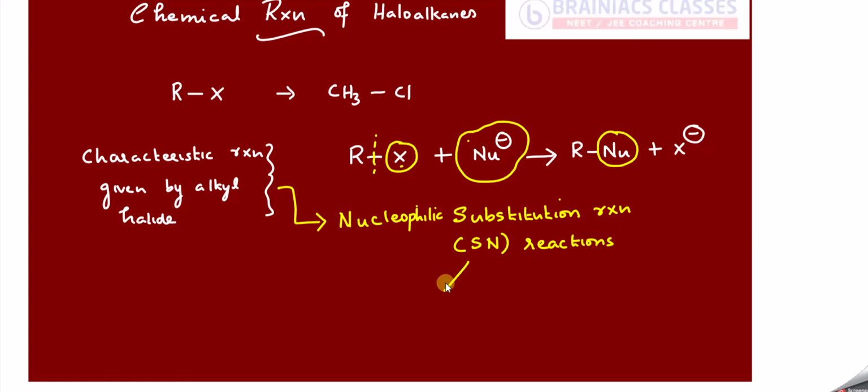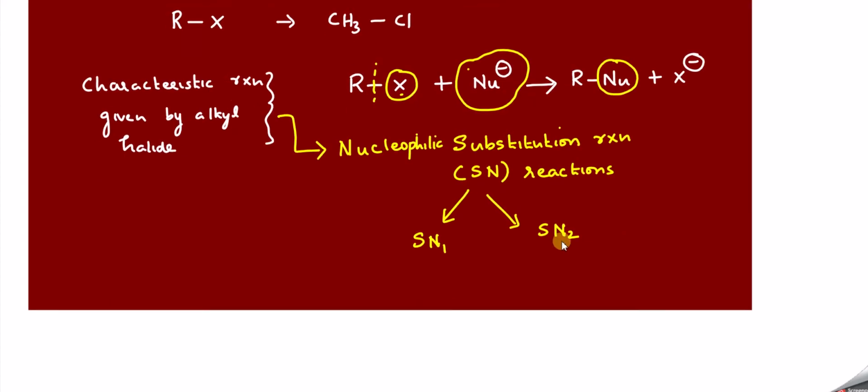This is further classified into two. The first one is called SN1 reactions and the other one is called SN2 reactions. Now let's start analyzing what SN1 and SN2 are. We will first go with SN1 reactions. The most important point to remember here is what the 1 stands for. Here 1 stands for the order, so this is a reaction of order 1.